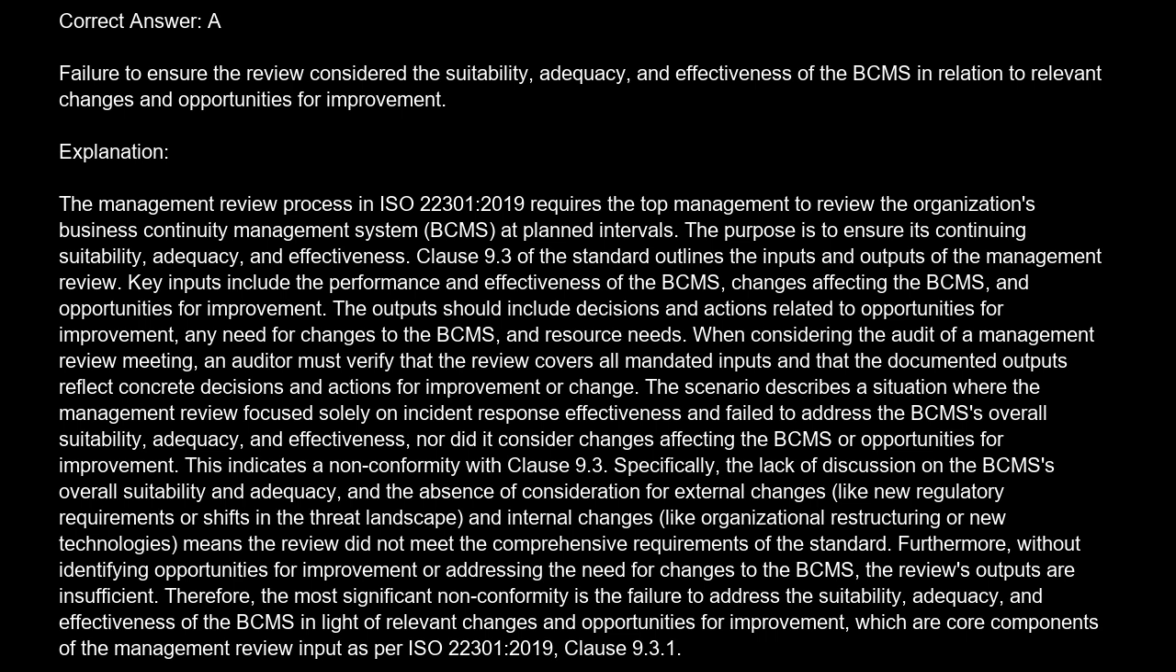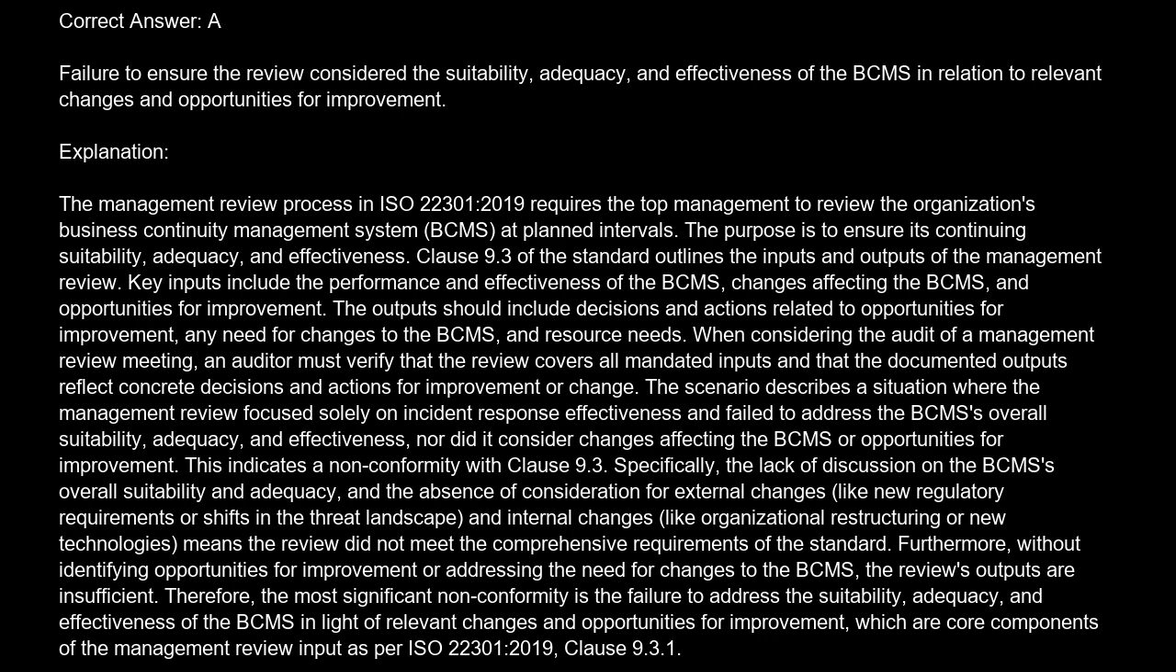The purpose is to ensure its continuing suitability, adequacy, and effectiveness. Clause 9.3 of the standard outlines the inputs and outputs of the management review. Key inputs include the performance and effectiveness of the BCMS, changes affecting the BCMS, and opportunities for improvement. The outputs should include decisions and actions related to opportunities for improvement, any need for changes to the BCMS, and resource needs. When considering the audit of a management review meeting, an auditor must verify that the review covers all mandated inputs and that the documented outputs reflect concrete decisions and actions for improvement or change.